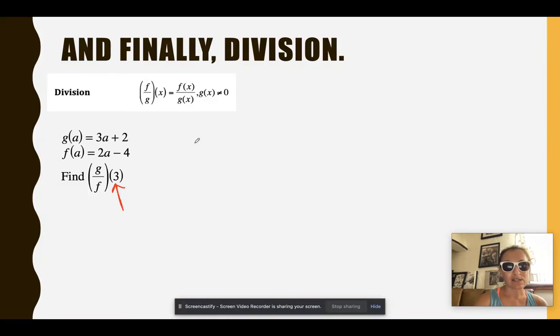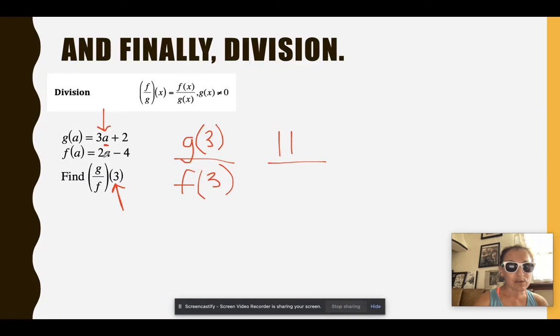They've also said insert a 3. What this means to us is we're going to figure out what g of 3 is, figure out what f of 3 is, and then divide them. First, g of 3. That would be 3 times, replace x with 3, so that's 9 plus 2. That would be an 11. And f of 3 would be 2 times 3, which is 6, minus 4. That will be 2. And so we're going to get a final answer of 11 over 2, or 5.5.